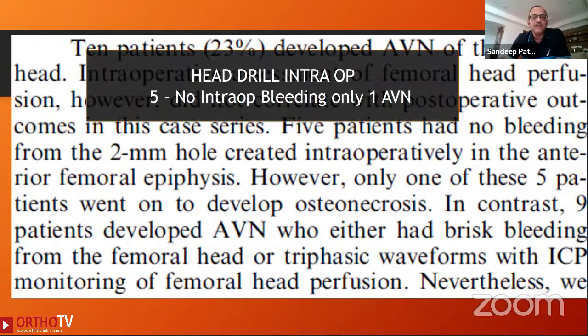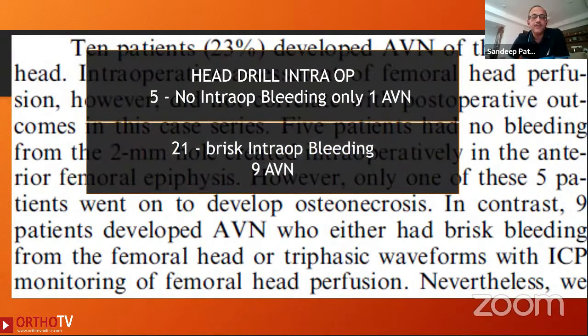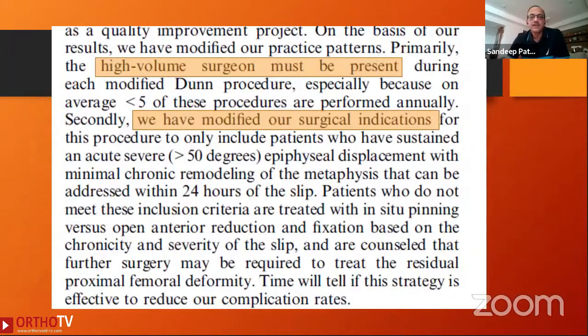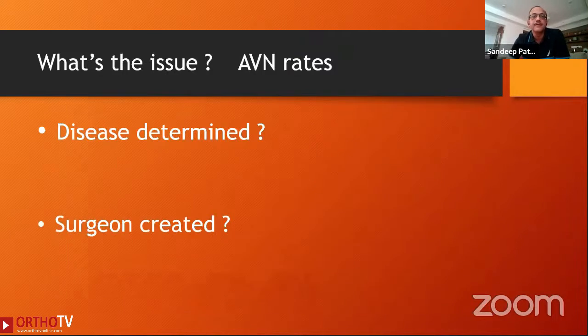And what they saw was when they did head drilling intraop, 5 patients, there was no bleeding, but only 1 underwent AVN. And 21 of them had brisk intraop bleeding, of which 9 developed AVN. So when you say that the head bled well, it is no guarantee that AVN will or will not happen. It's pure conjecture. So what they have recommended is a high volume surgeon must be present doing the modified Dunn procedure, and they have modified their surgical indications.